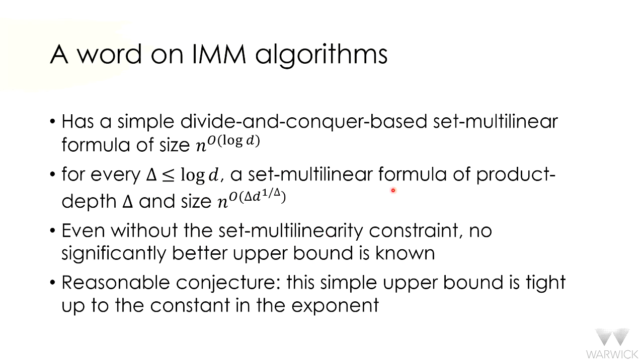And these formulas are indeed set multilinear, but even if you do not impose the set multilinearity constraint, no significantly better upper bound is known. So therefore, it seems reasonable to conjecture that these bounds for the IMM polynomial are tight, up to the constant in the big O.